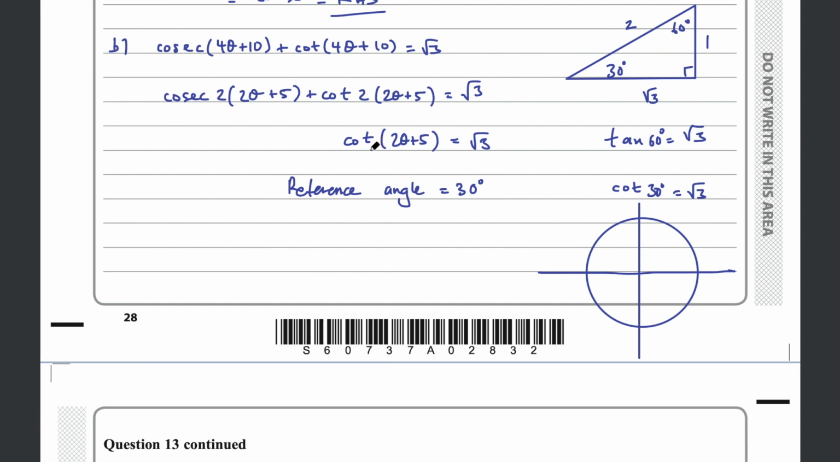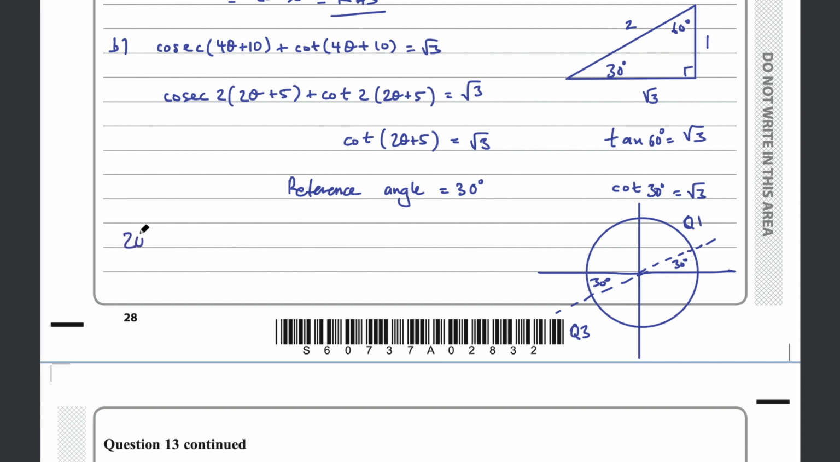But if the cotangent function is positive, that means the sine and the cosine are either both positive or both negative. So they're both positive in quadrant 1, and they're also both negative in quadrant 3. So the cosine is negative and the sine is negative. That would give us a positive cotangent. So our reference angle is 30 degrees, in quadrant 1 and also quadrant 3. Okay, so that means this term, this 2 theta plus 5, will equal 30.